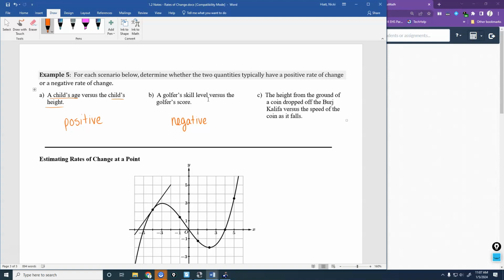Okay, the height from the ground of a coin dropped off the Burj Khalifa. I always forget how to say it. This is the tallest building in the world. It's in Dubai. The height from the ground of a coin dropped off the Burj Khalifa versus the speed of the coin as it falls.